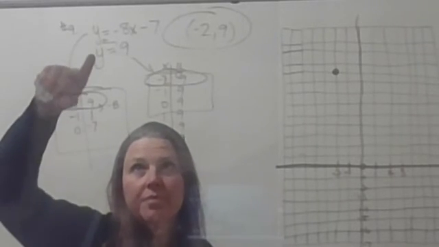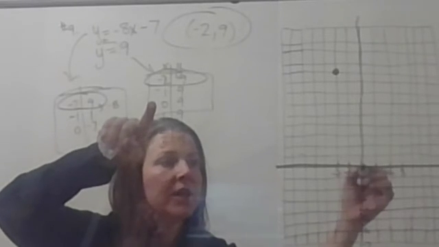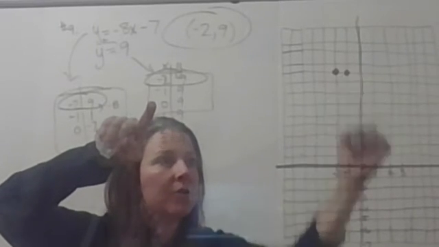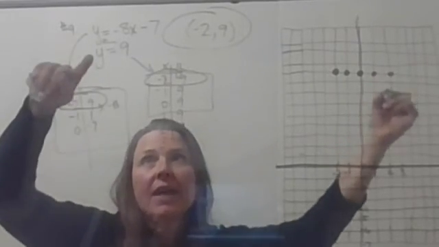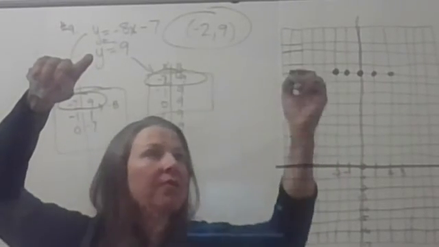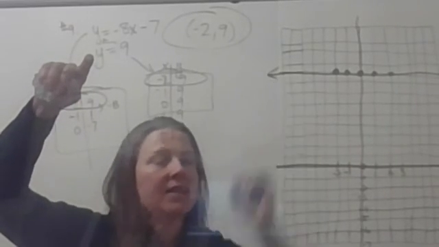Now, the y equals 9 is going to be a horizontal line because you're going to graph negative 1, 9, over 0, up 9, over 1, up 9, over 2, up 9. Every time you have a y equals, you have a horizontal line. Just pretend that's perfectly straight.